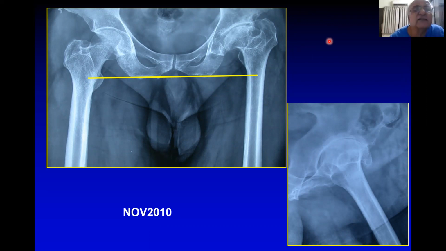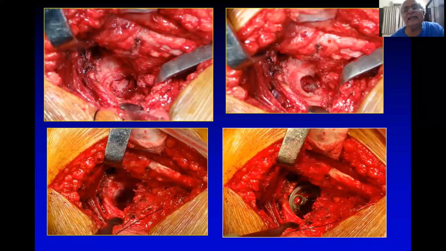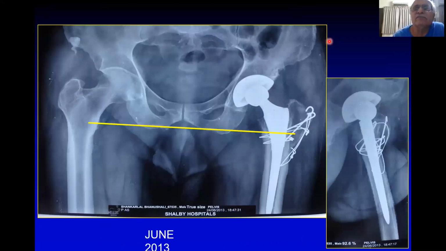This is one of the patients which I did in Shelby. This was a CT scan of that patient, and that's the inside story, nothing major. And a detached trochanter was brought down in this one, and you look at the complete healing, fair degree of leg length, and the whole abductor mechanism is reconstructed extremely well. And that's the way we do this trochanteric osteotomy.